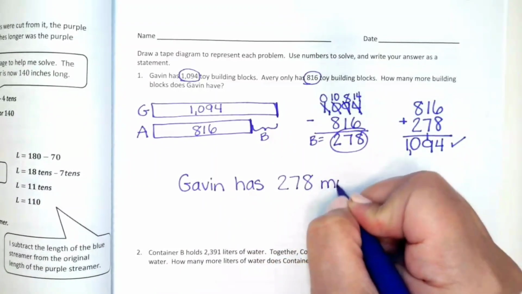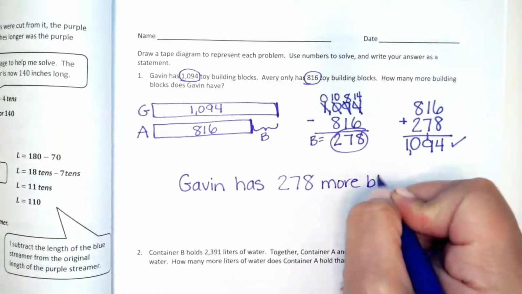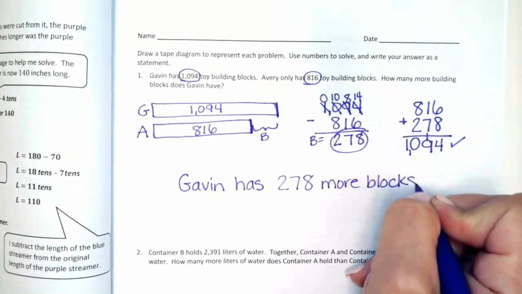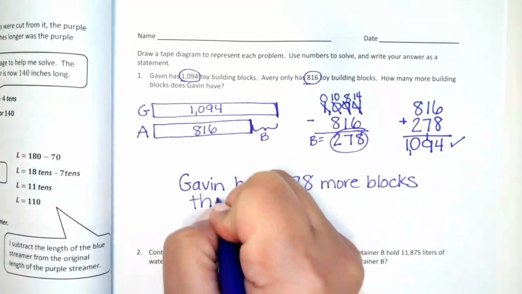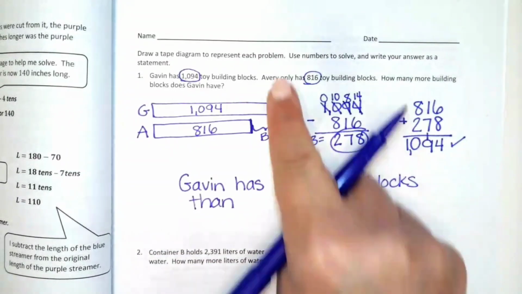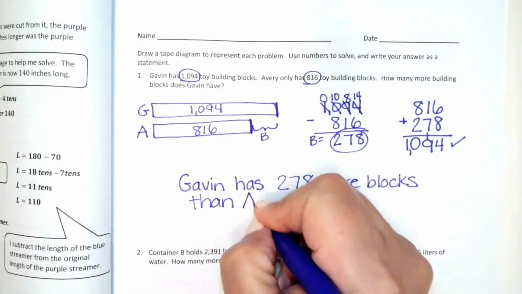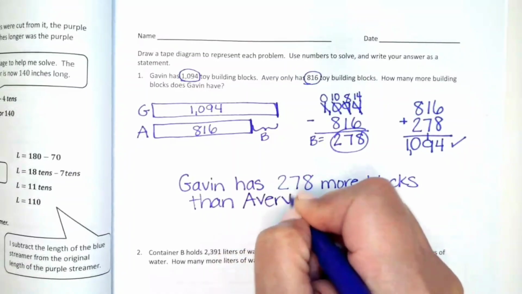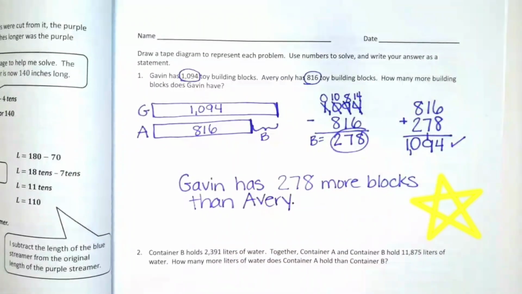278 more blocks than who? Who does he have more than? Avery. Okay, there's our answer statement.